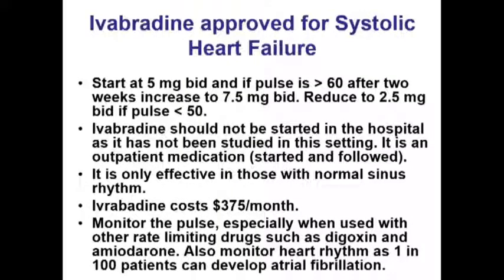You start at 5 BID, you check the pulse. If it's at least greater than 60, you can go to the ceiling dose of 7.5 BID. If the pulse is less than 50, you can go to the lower dose. Actually, you have to use a half of a 5, it comes in two tablet sizes, 2.5 BID. Should not be started in the hospital. It's only effective in those with a normal sinus rhythm. It's pricey, and it's a niche drug, if you will. You have to monitor the pulse. It won't change the blood pressure. You want to monitor the heart rhythm as 1 in 100 patients develop AFib.